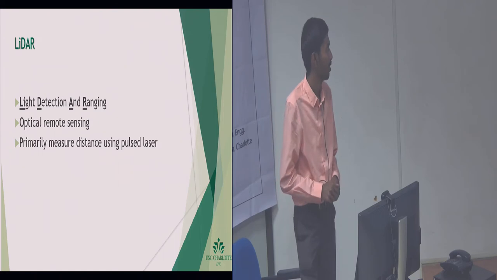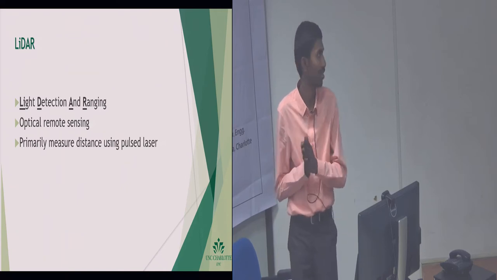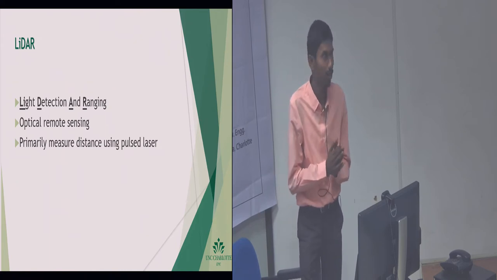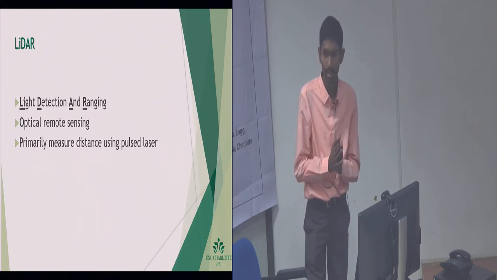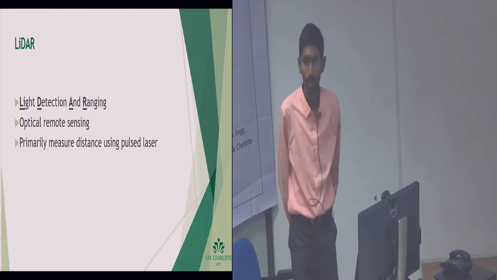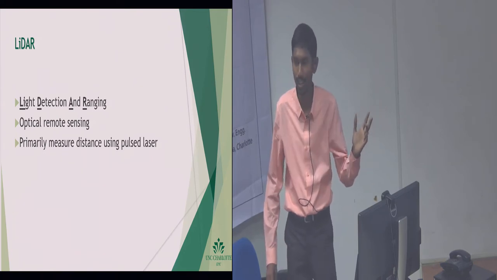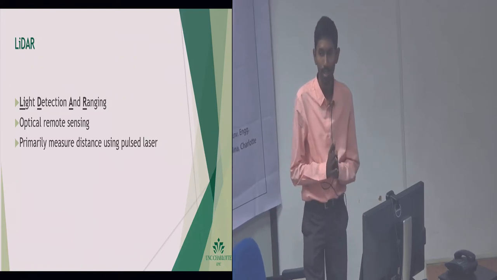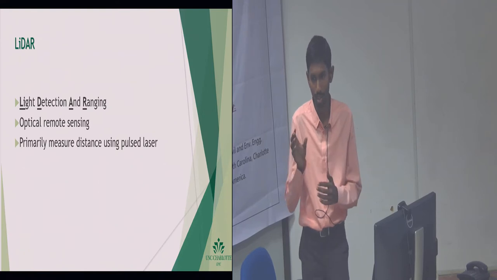Okay. So the expansion is light detection and ranging. You may find this expansion similar to something you have already heard: radar. Radar is radio detection and ranging. Radar uses a big wavelength as opposed to LiDAR using shorter wavelengths, and the principles are very similar. LiDAR is an optical remote sensing technology, so remote sensing in the sense it could sense from a distance, and optical meaning that it uses light waves. LiDAR was primarily used to measure distances using a pulsed laser. Pulsed in the sense that it would be switched on for some time and switched off for some more time.